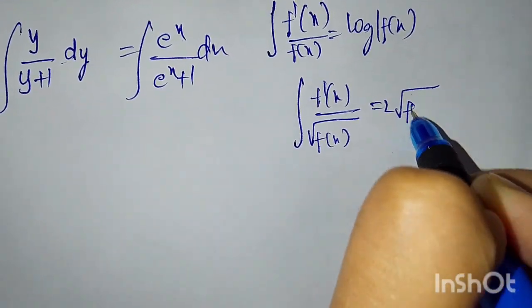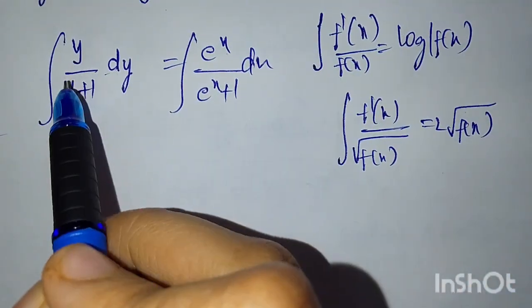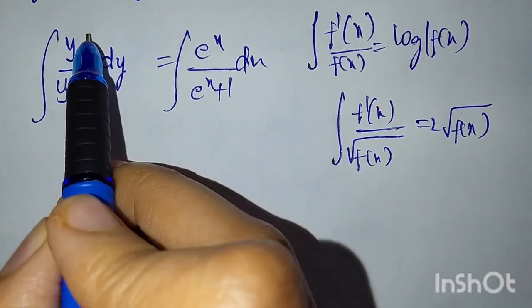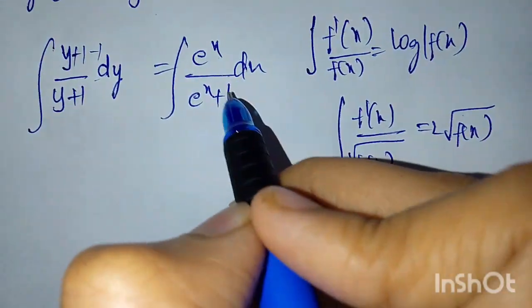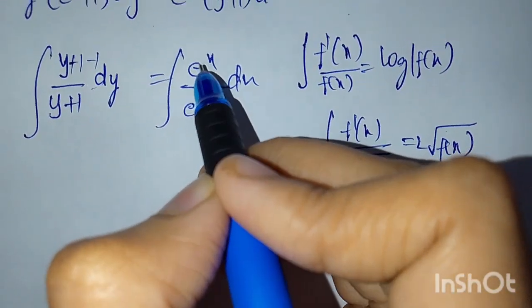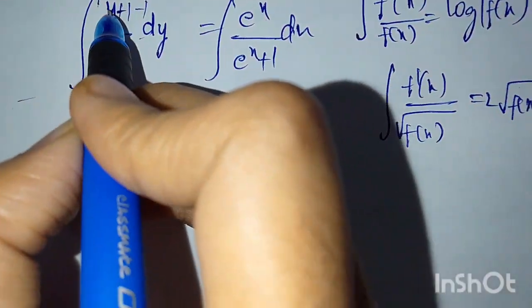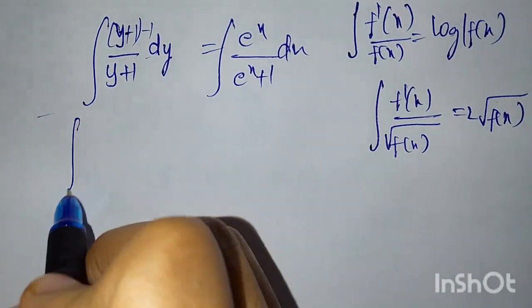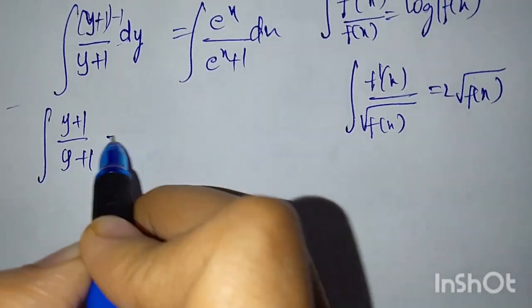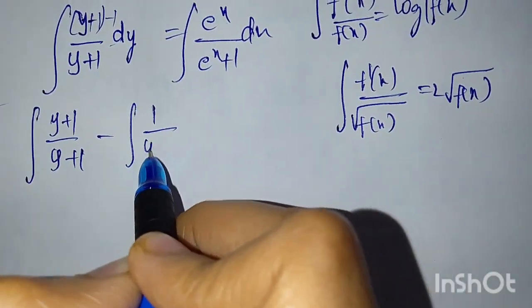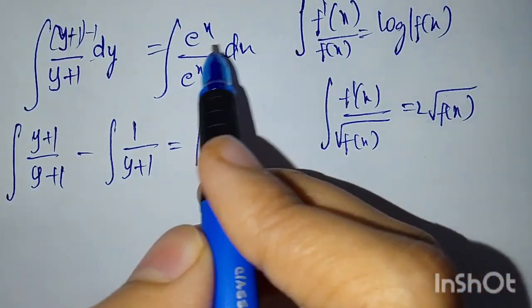Now see, the integration of y plus 1 is 1, but I have y here, so I will create it. Here the integration of e power x is e power x. This is good, but here I created it. So now what will I do? Integral of y plus 1 by y plus 1 minus 1 by y plus 1 is equal to, on this side, I can write directly log f of x, which is e power x plus 1, plus c.